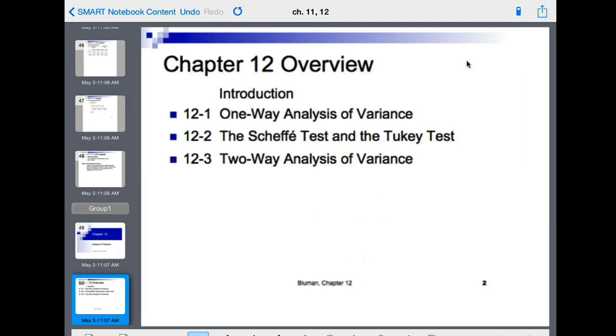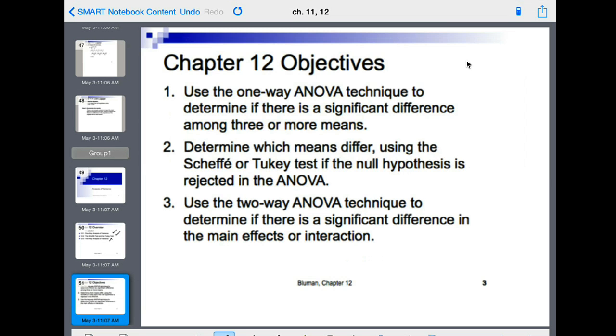First of all, there were two things actually we're going to talk about. We're going to talk about the one-way analysis of variance. And we're going to talk about the Scheffé test and the Tukey test. We are not going to talk about the two-way variance.